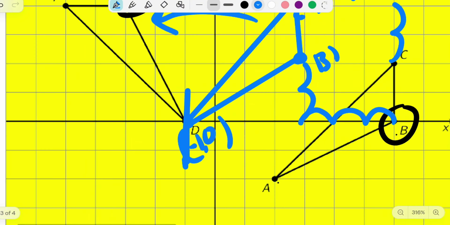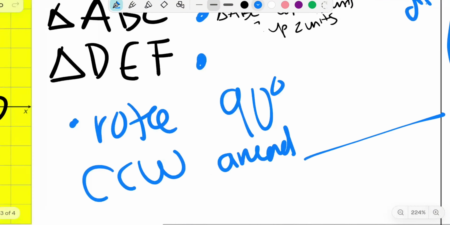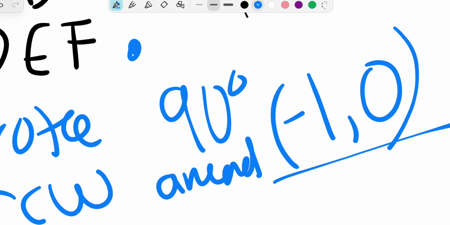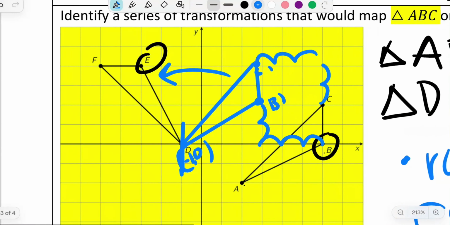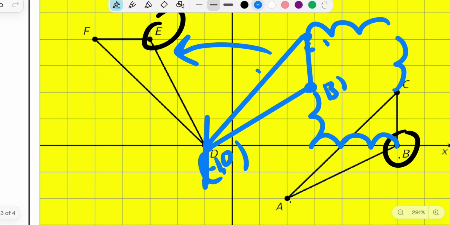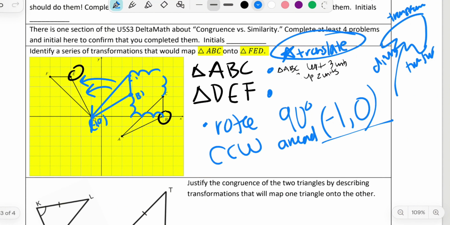So what we need to do to rotate it is to rotate it 90 degrees counterclockwise around (-1, 0). Right? Because if A prime and D were to stay right there and we just rotated this around, we'd be able to map it onto this one. And that's really it.